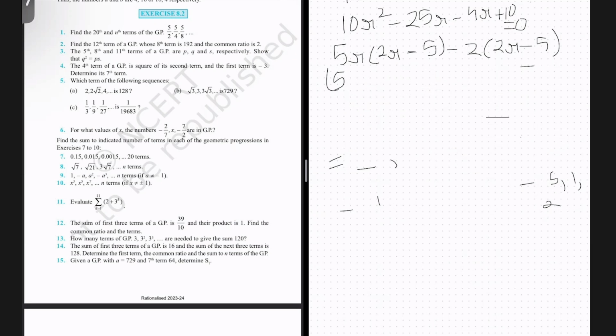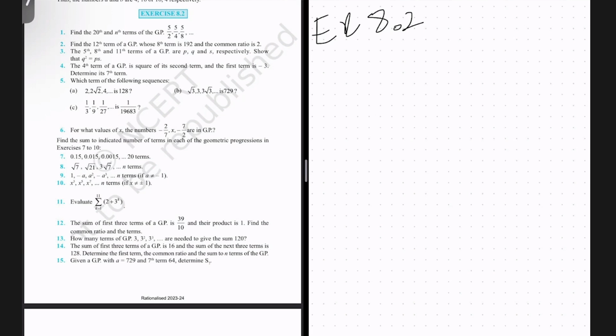Moving on to the 13th question. In question number 13, we have been given how many terms of the GP 3, 3 square and 3 cube are needed to give the sum 120. So the sum, let's denote that by Sn, has been given to us as 120.